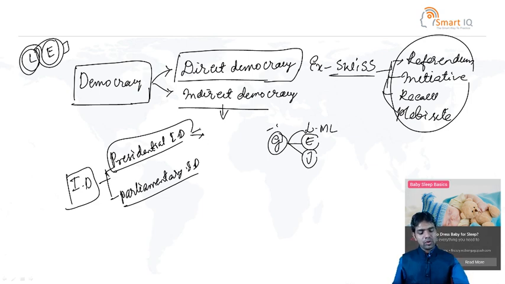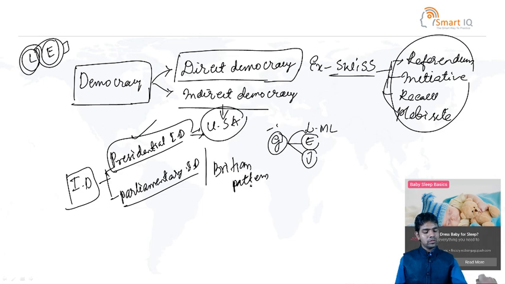So the presidential form of government is followed by the American Constitution. Most of the American system follows the presidential form of government. The parliamentary form of government is also called the British pattern of the Constitution. India follows the parliamentary form of government. India also follows the parliamentary form of indirect democracy.